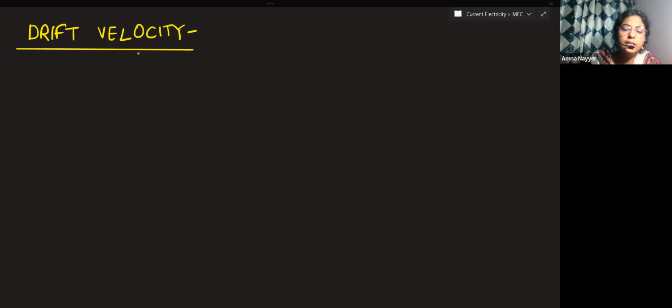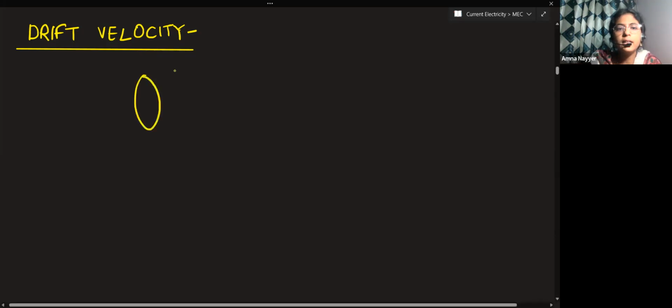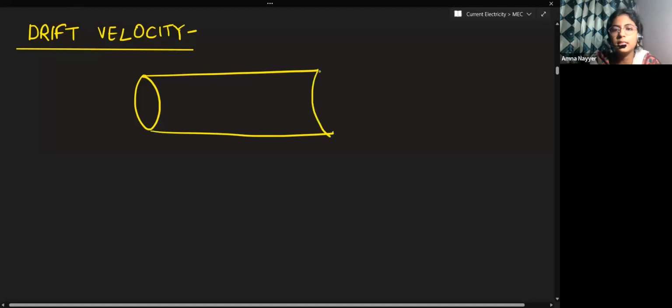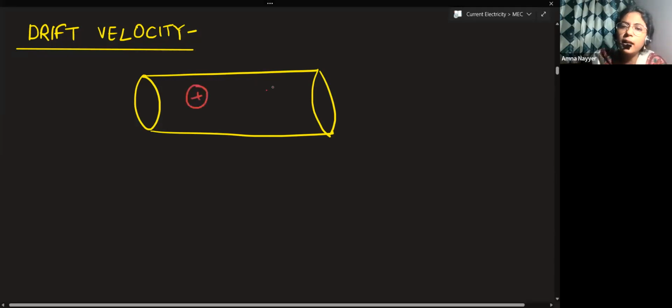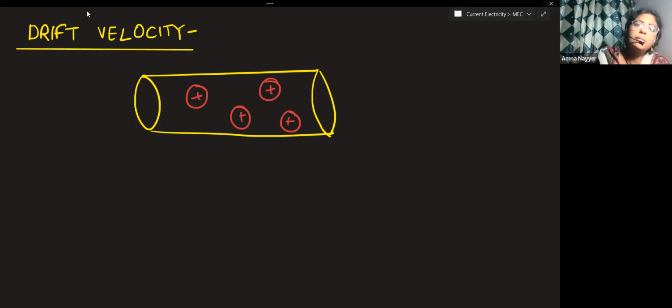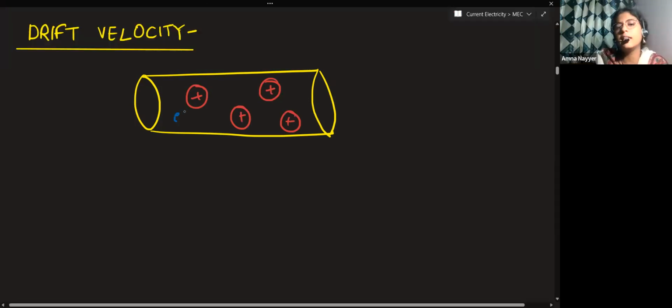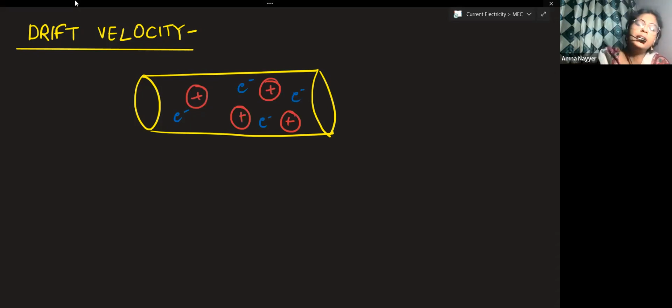So let's take the cross section of a conductor. We have taken a conductor. Now, what does a conductor contain? It comprises some positive ions which are immobile, and it contains electrons which are the mobile elements of a conductor.